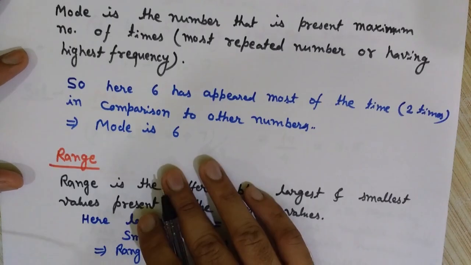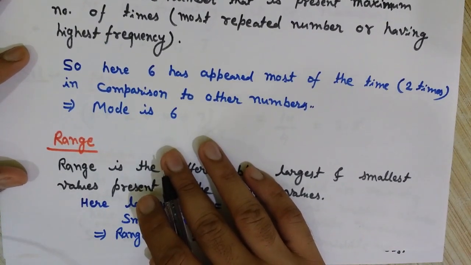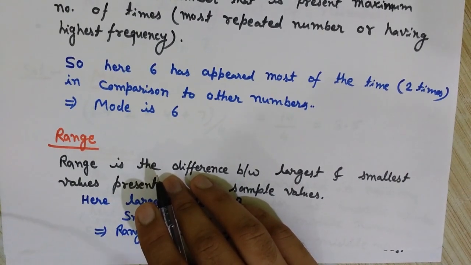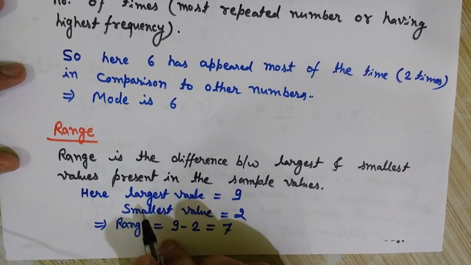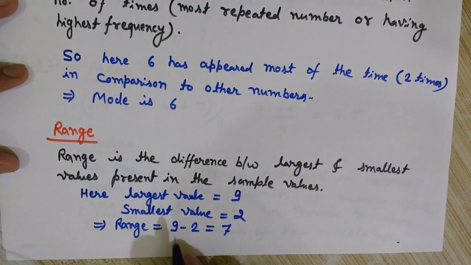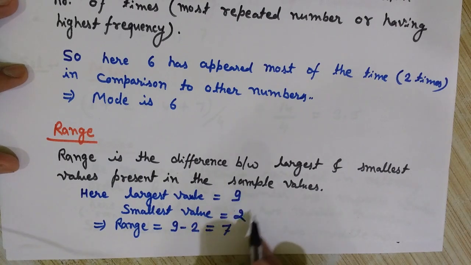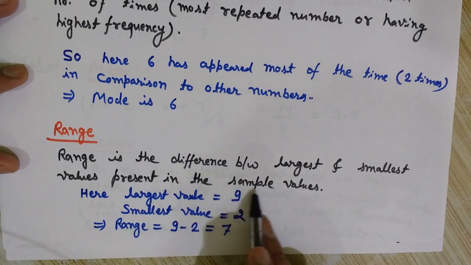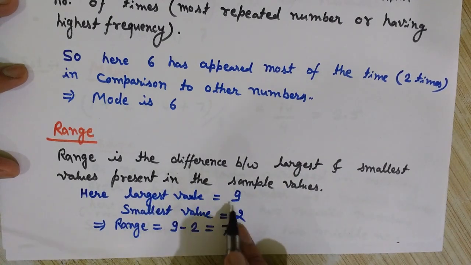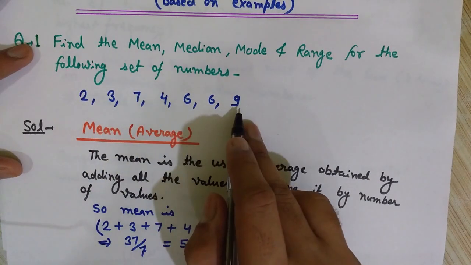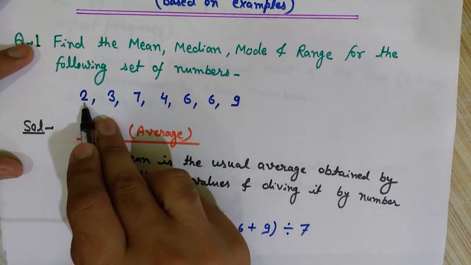Very simple. Now let's see the range. What is range? We all know range. Range is the difference between the largest number and the smallest number present in that set. So it is the difference between the largest and smallest value present in that set of values. The largest number in this set of numbers is 9 and the smallest is 2.